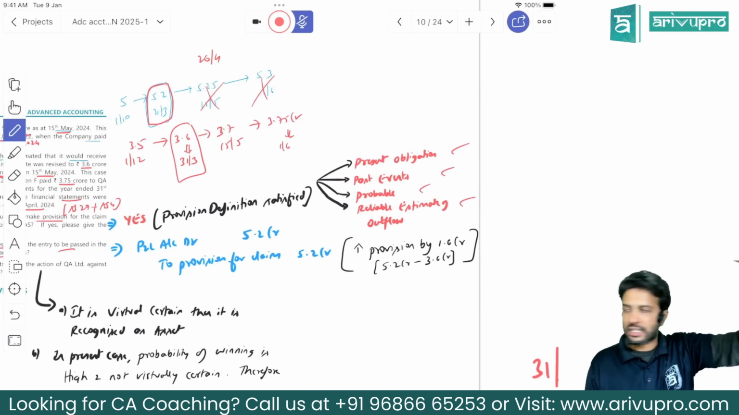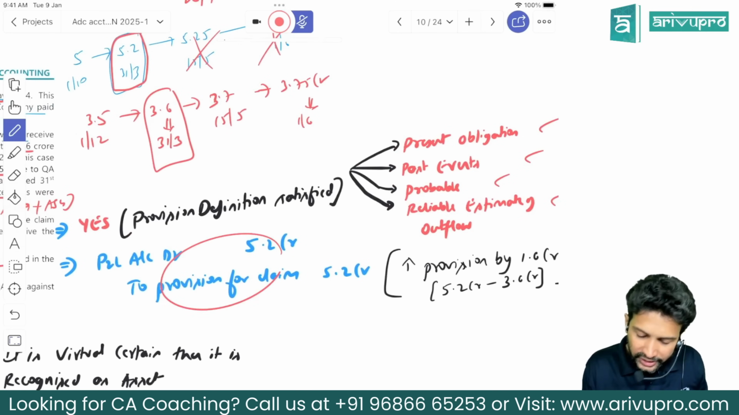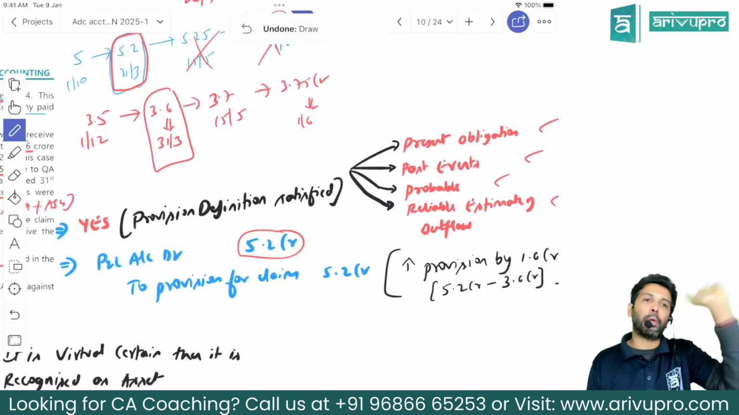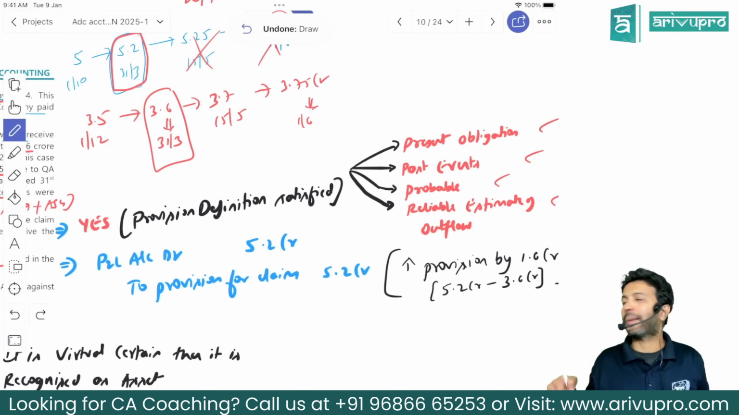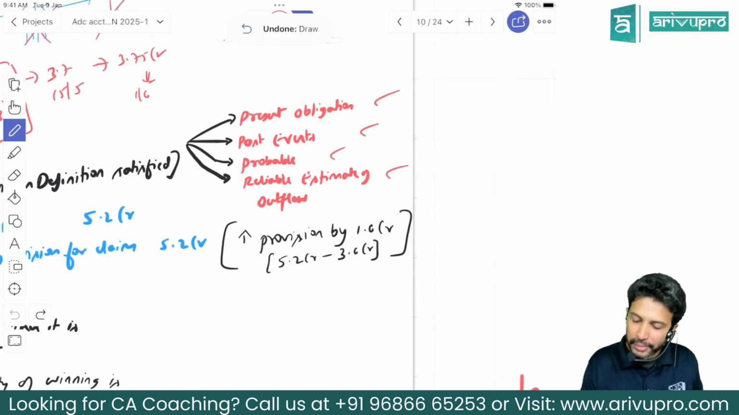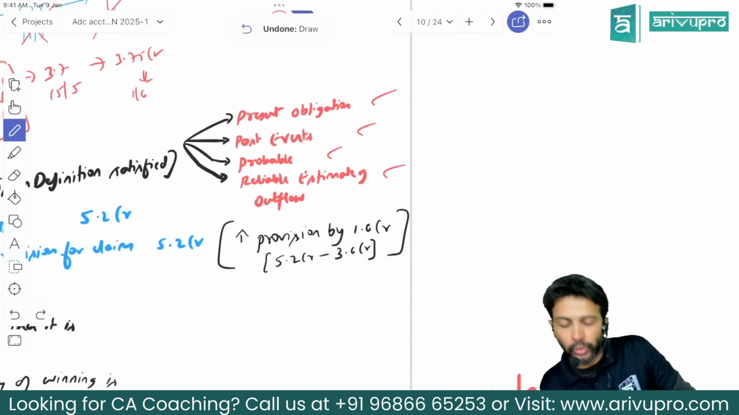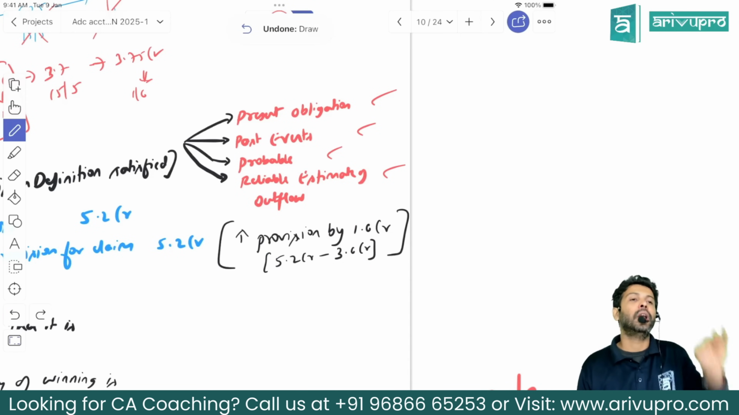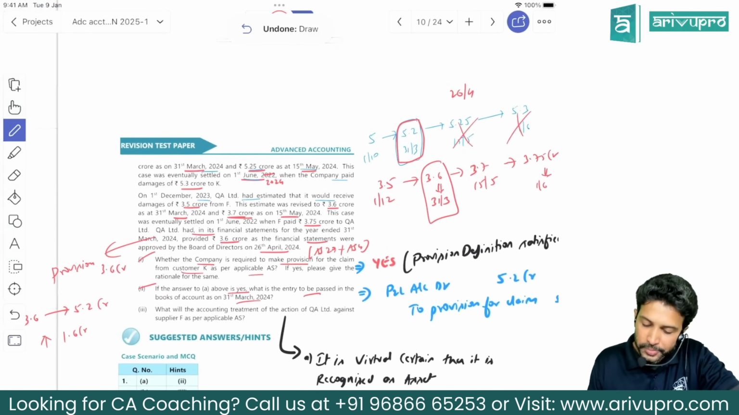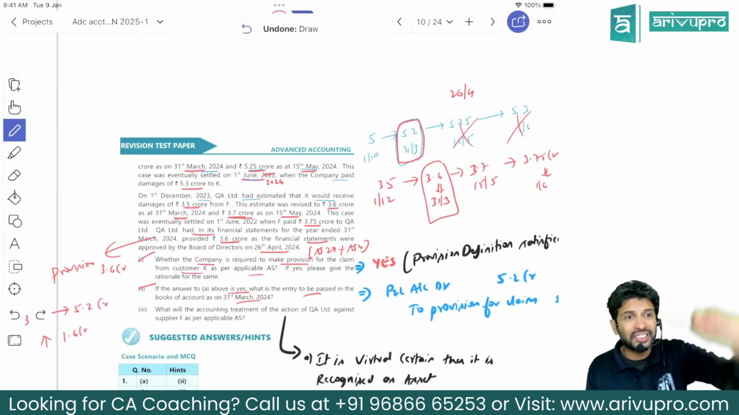One way they write it, the total entry should be passed for 5.2. But now we will not pass the entry for 5.2, because they've already made a provision of 3.6. From 3.6 increase it to 5.2. That means you have to increase the provision by 1.6 crores. This is with respect to one case where there is an outflow.